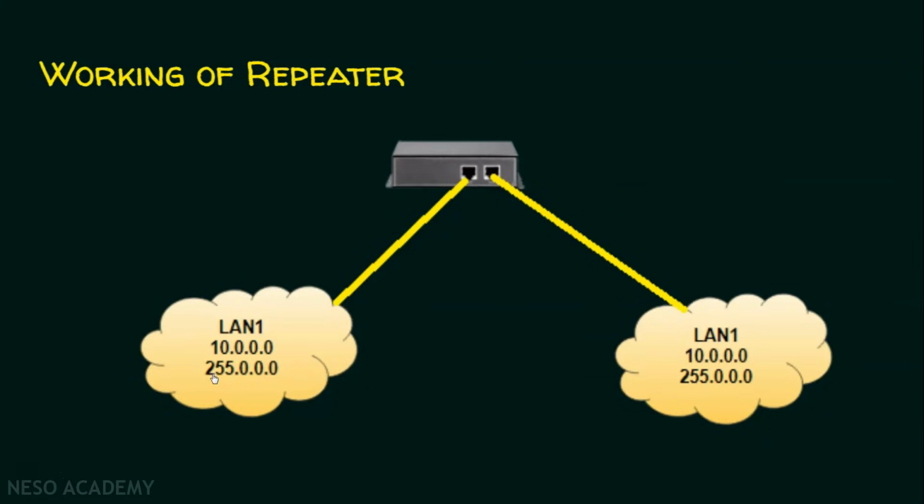For example, this is building number 1 which has a computer, and if this computer wants to send some signal to building number 2 which is at a distance, the repeater gets the signal, regenerates it and sends it to building number 2. This is how a local area network can be established by just regenerating the signal using repeaters.